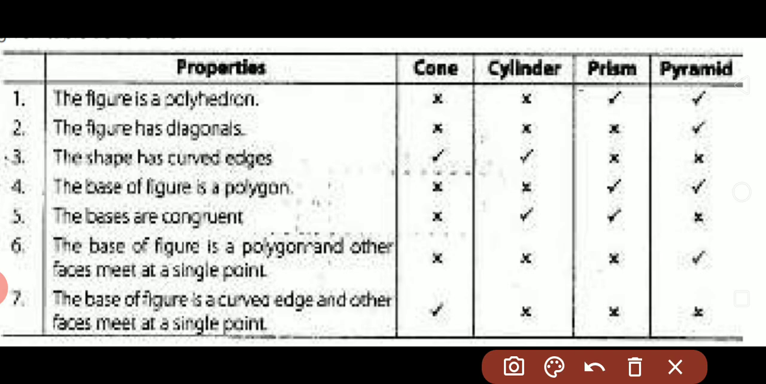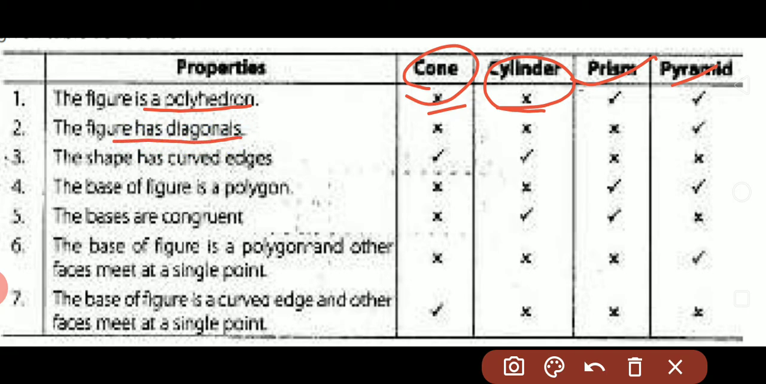Let us come to the next one. Which of the following is a polyhedron? Cone, you know that it is made up of a circle or curved figure. It is not made of polygons, so it is not a polyhedron because it is not made up of straight lines. Cylinder is also not a polyhedron because it has circles. Any type of prism and any type of pyramid is a polyhedron, that we have proved earlier.